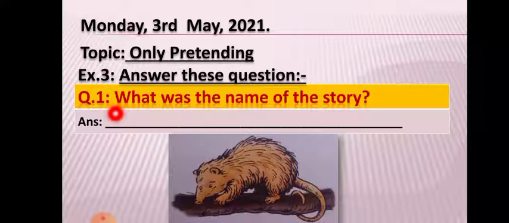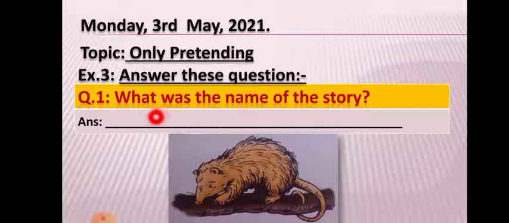Okay, students? So question number 1 is, what was the name of the story? As you all know, this story is about an animal. Its name is a possum. The animal is pretending as if he had died. So, what was the name of the story? The answer is, the name of the story was Only Pretending. It is the answer of question number 1.